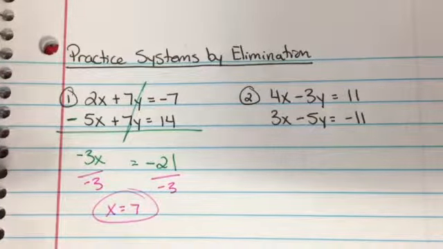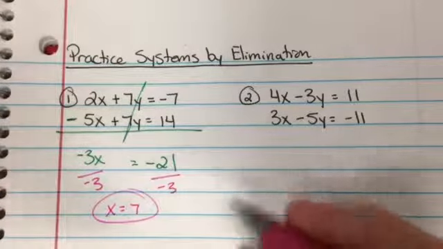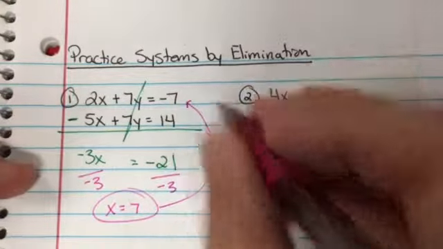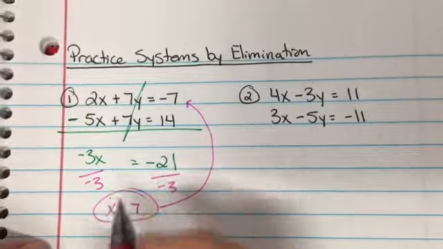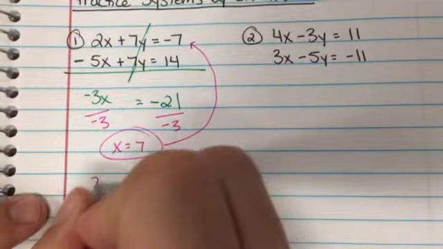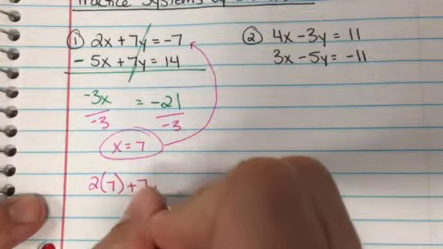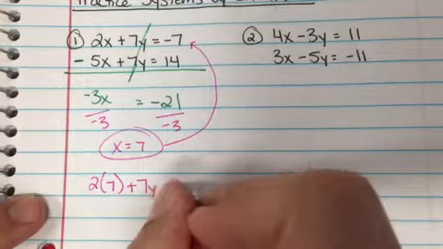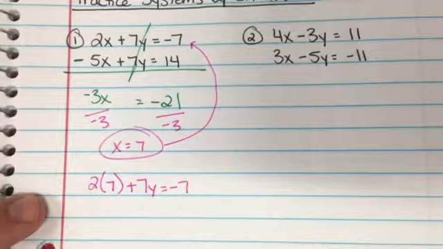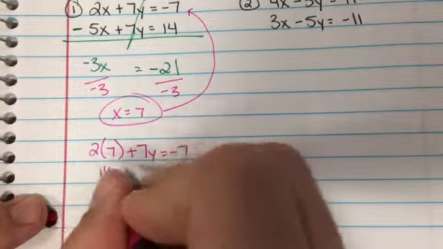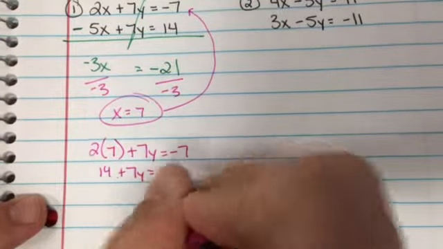Turn around and plug that right back in. I'm going to pick the one with the smaller numbers, so I'm going to plug it into the first one. So 2 times x, which is now 7, plus the 7y equals negative 7. 14 plus 7y equals negative 7.